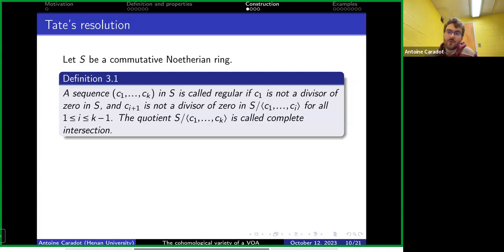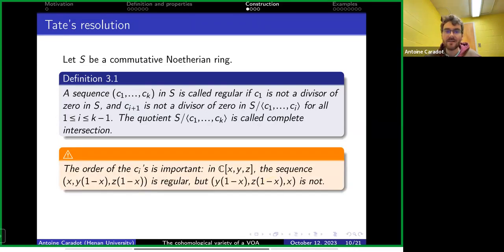So if you have such a regular sequence, then the quotient of S by this sequence will be called a complete intersection. Something that you might suspect from seeing the definition is that the order is going to be important. For example, if you look at the polynomial ring in 3 variables, then the sequence x, y times (1 minus x), and z times (1 minus x) is going to be regular. At each step, you have no zero divisor.